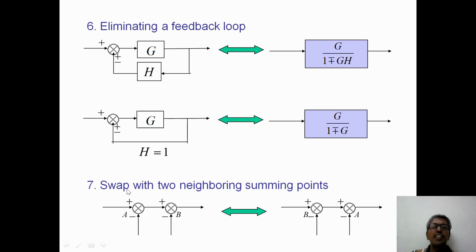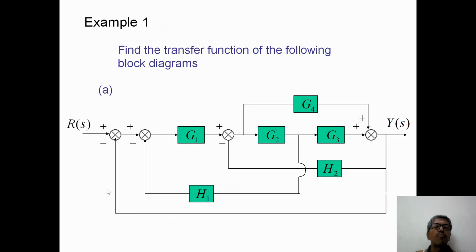The last rule is swapping of neighboring two summing points. You can swap the neighboring summing points. So these are the 7 rules that you have to follow in the block diagram lecture. Now we will see an example.